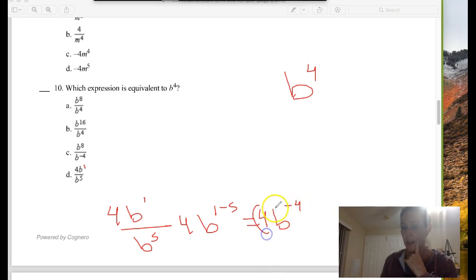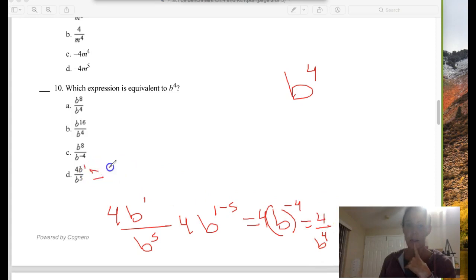Now the 4 is not in parentheses, so I'm not taking the 4 to the negative 4th power. I'm only taking the b to the negative 4th power. So that would be 4 stays on the numerator. To make this a positive exponent, you take it down to the bottom, b to the 4th. So this is 4 over b to the 4th.